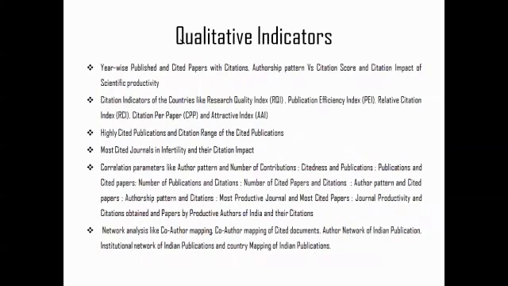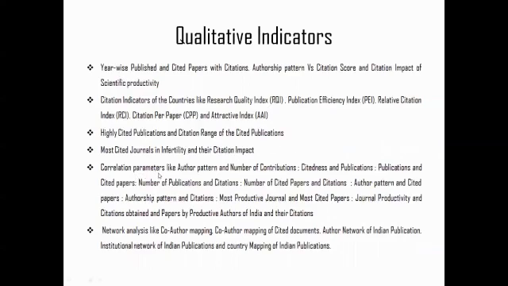As for qualitative indicators, I just want to mention things like year-wise published and cited papers with citations, authorship pattern versus citation score, citation impact of scientific productivity, and citation indicators of countries like research quality index, publication efficiency index, relation index, citation per paper, and attractive index. Also highly cited publications and citation ranking of cited publications, and most cited journals, for example for infertility, and their impact.